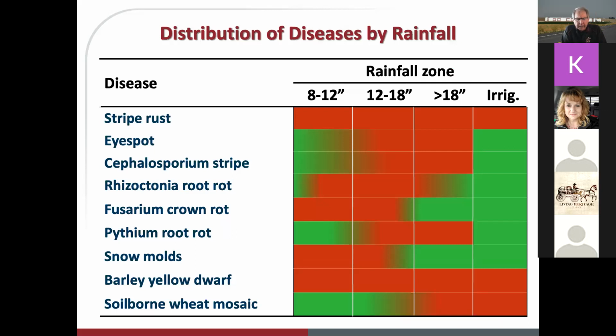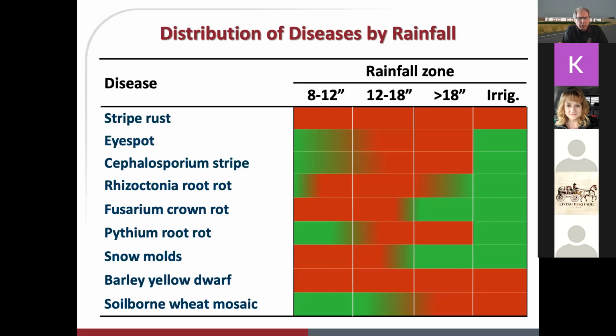And this chart that I put together, I've tried to show that, in the red, that indicates an area that would be higher risk for the disease, and green means lower risk for the disease. So if you look at something like stripe rust, it's pretty much a problem across all of our rainfall zones and in the irrigated region. Things like eye spot tend to be less severe in the lower rainfall regions and more important in those intermediate and high rainfall regions. And then you've got diseases like the snow molds and Fusarium crown rot, barley yellow dwarf, which can be important in the low rainfall regions, well, barley yellow dwarf in the high rainfall regions too, but Fusarium and the snow molds, especially in the low rainfall regions.